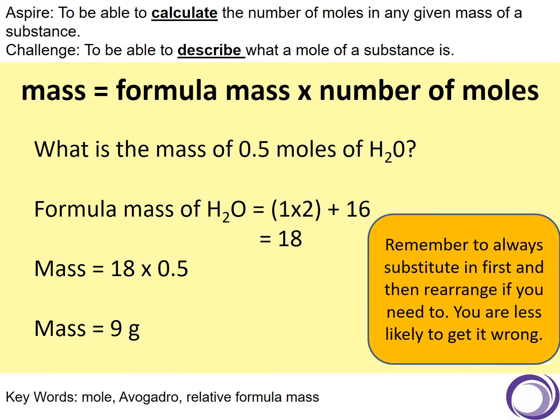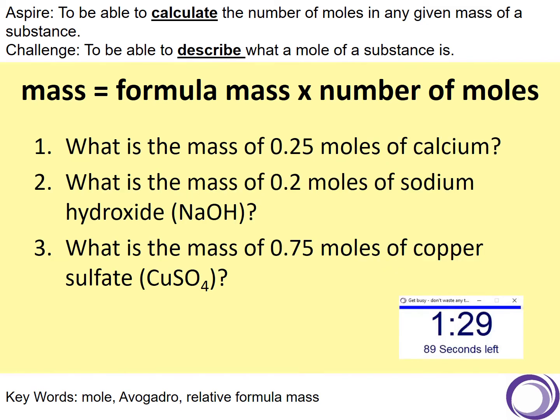So remember to always substitute in first in your equations and then rearrange if you need to, because otherwise you're more likely to get it wrong. In this case, we didn't need to rearrange. So again, a little bit of practice for you. 3 questions to do. So remember, you will need to work out the formula mass or look up the atomic mass of the chemical first. You've got the number of moles in the question, so it's very straightforward arithmetic.